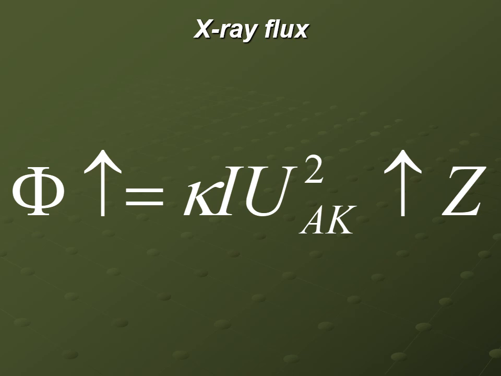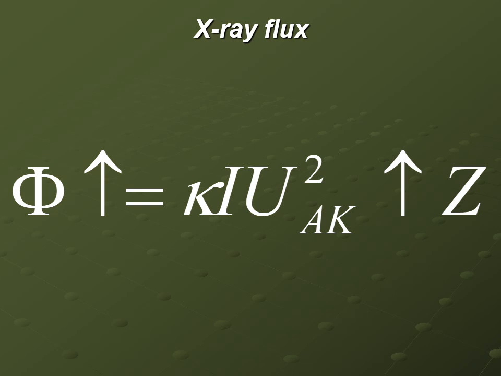This is what determines the shortwave boundary of the spectrum. That is, in this case, we will have a continuous spectrum, and the heat loss is what determines that our radiation spectrum will be continuous. The shortwave boundary of the spectrum will be observed only when all the energy of the electron is converted into the energy of the X-ray quantum.